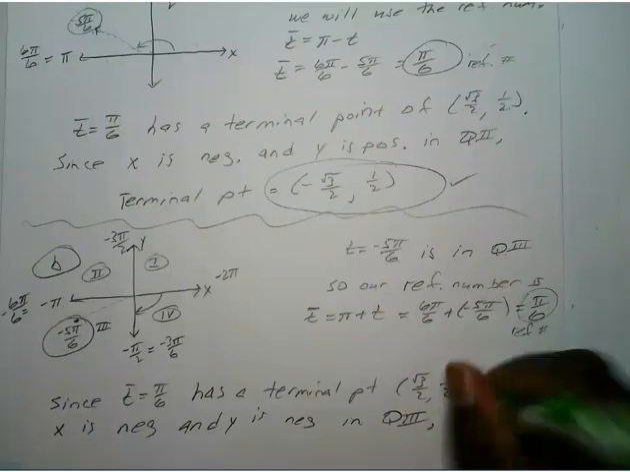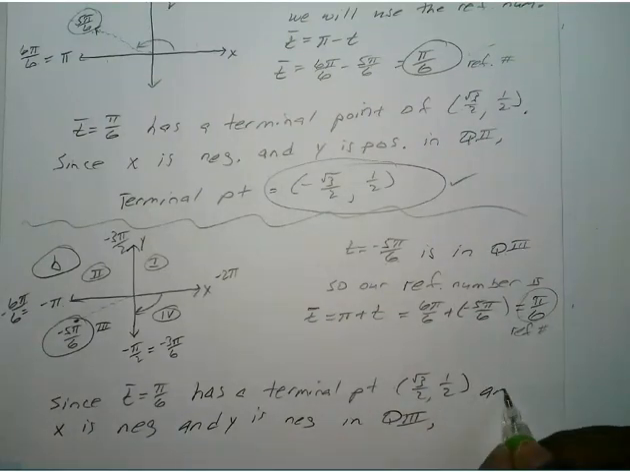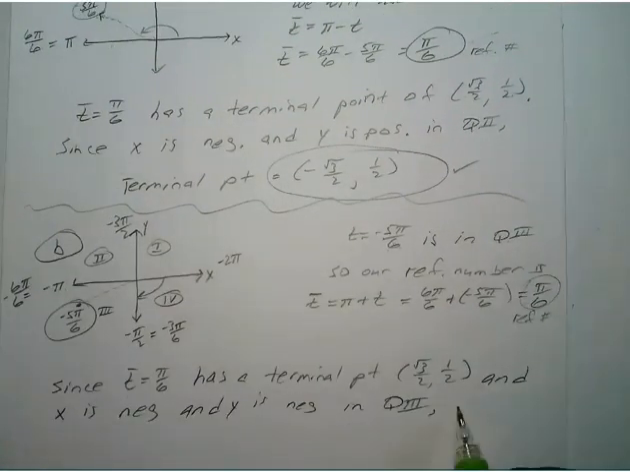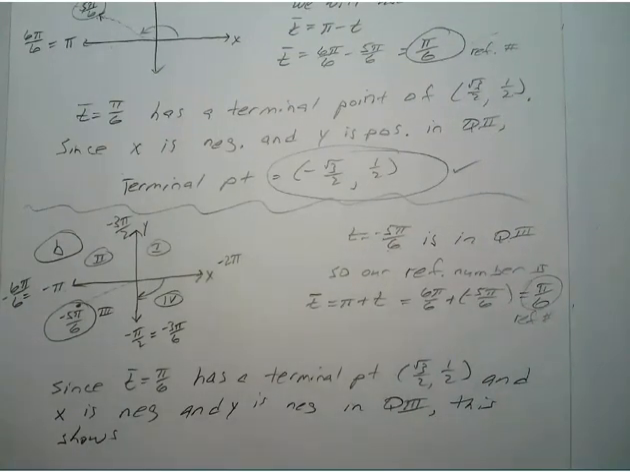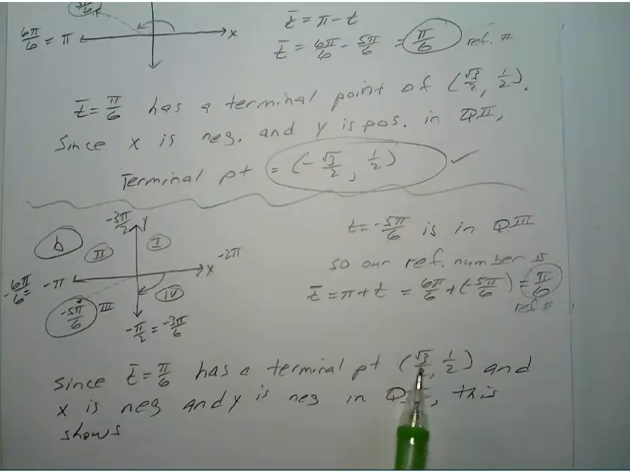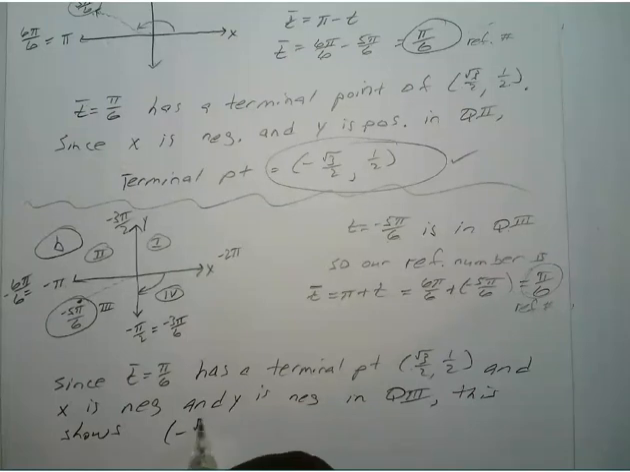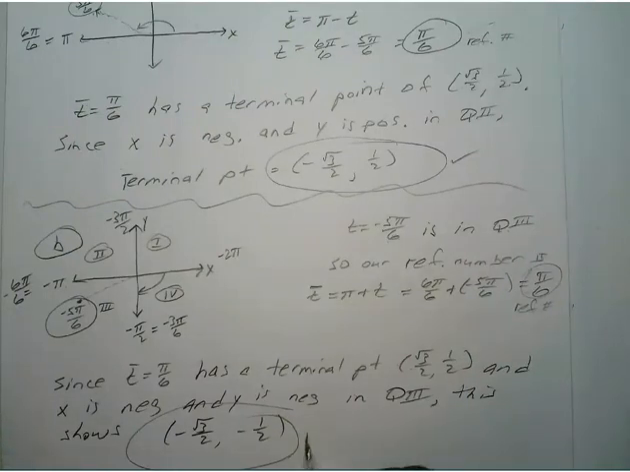Yep, I might as well put an and there. This shows that your terminal point for pi over 6 will just have both of those as negative. That negative square root of 3 over 2 and negative 1/2. And that's your terminal point.